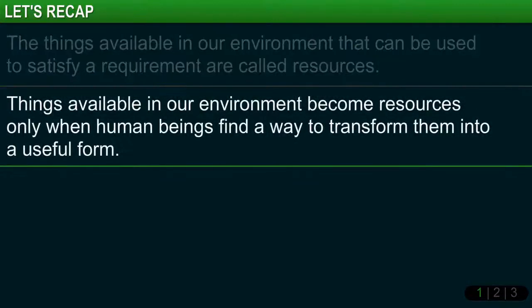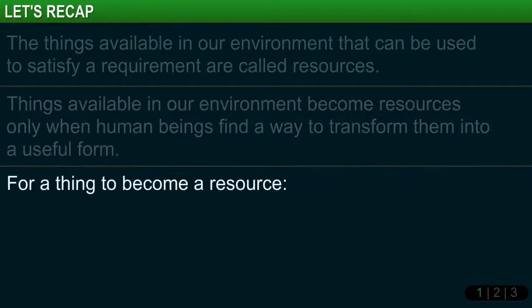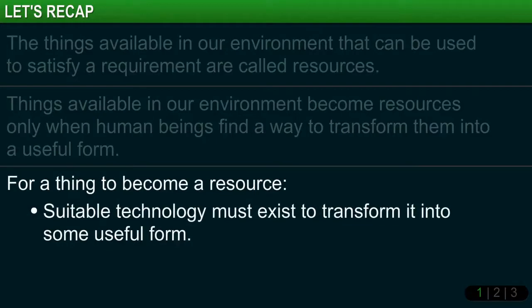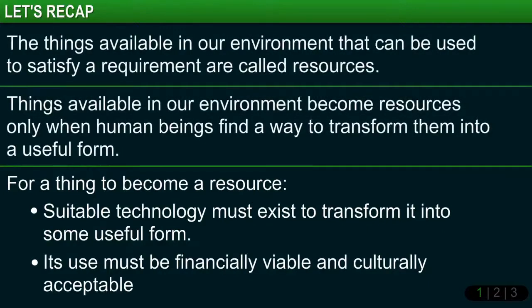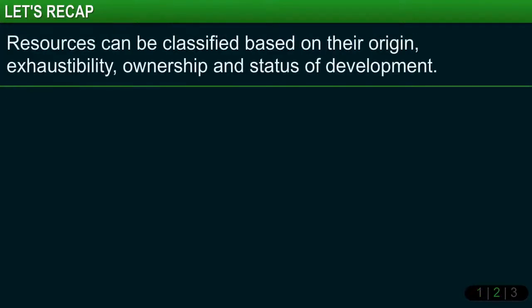Things available in our environment become resources only when human beings find a way to transform them into a useful form. For a thing to become a resource, suitable technology must exist to transform it into some useful form. Its use must be financially viable and culturally acceptable. Resources can be classified based on their origin, exhaustibility, ownership, and status of development.